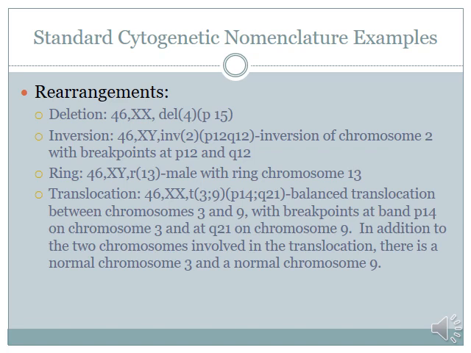For a translocation in a female, it is a balanced translocation between chromosomes 3 and 9 with breakpoints at band p14 on chromosome 3 and at q21 on chromosome 9. In addition to the two chromosomes involved in the translocation, it's important to remember there is a normal chromosome 3 and a normal chromosome 9.